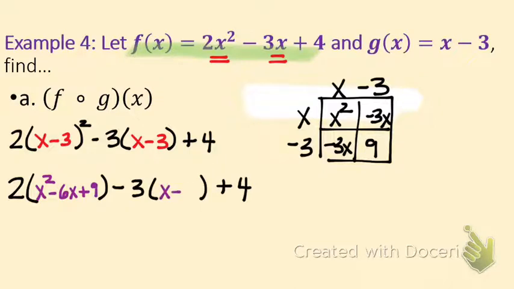And then this is still the x minus 3. So now what are you going to do? Second step is to multiply. So I want you to multiply this first parentheses by 2. The second parentheses, multiply it by negative 3. Go ahead and do that. And then combine your like terms, and you're done.